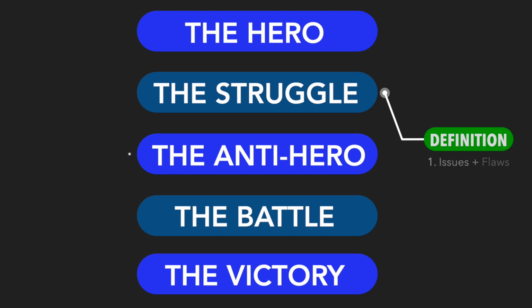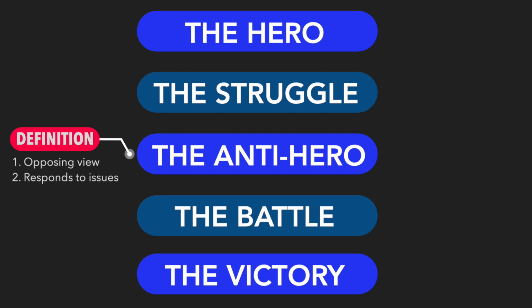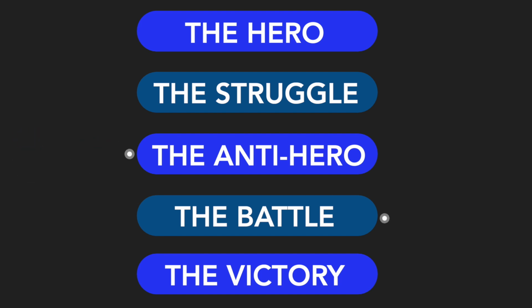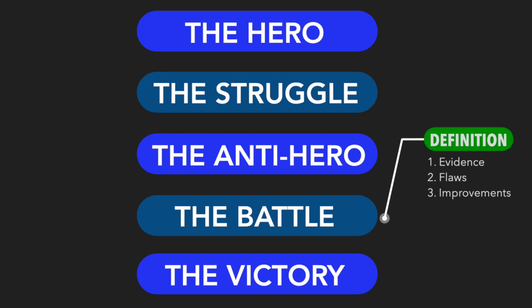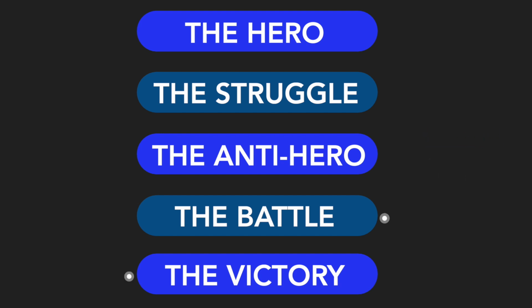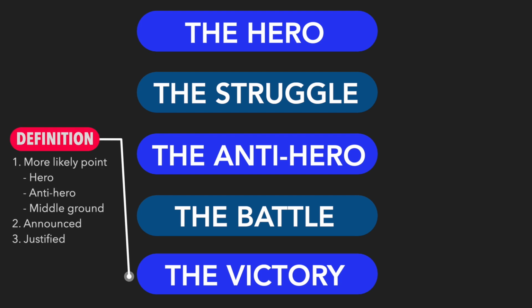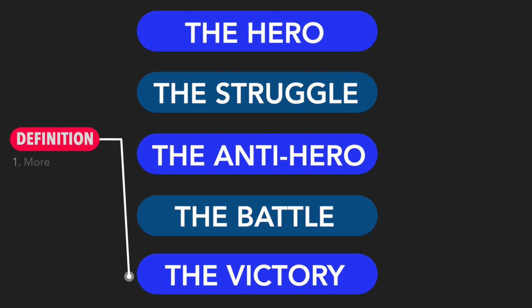After this, there's the anti-hero point, which is when these maverick scientists who are identifying the flaws come up with an often opposing viewpoint. Following on from this, there's the battle, where evidence, flaws, and areas of improvement are all hashed out between the hero and anti-hero points. And finally, there's the victory, where the more likely viewpoint is identified, announced, and justified. This is the space for us to form our own opinions about each viewpoint and give a final verdict, which may side with the hero, the anti-hero, or even provide a kind of middle ground view.